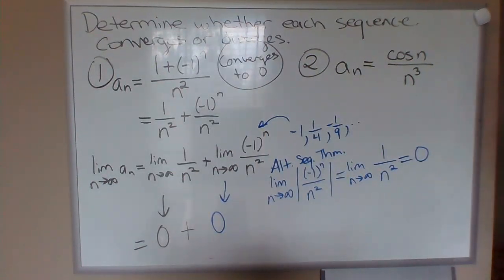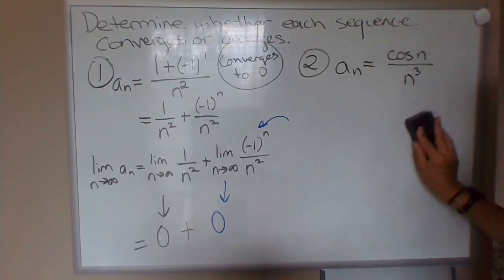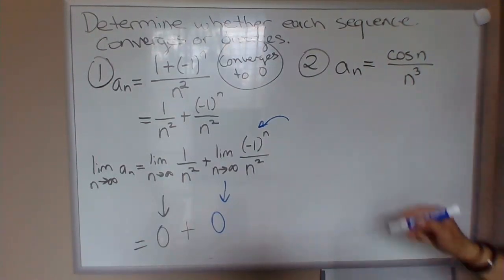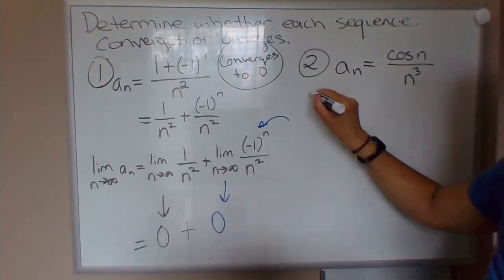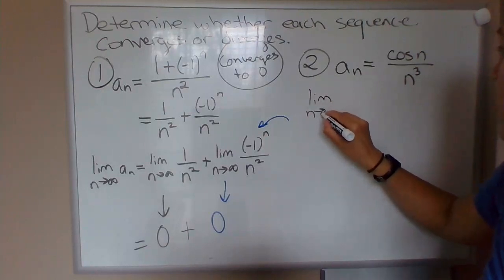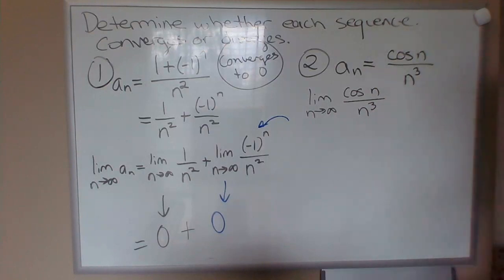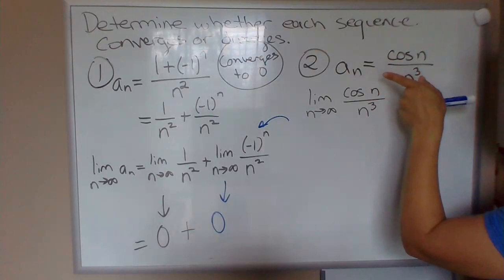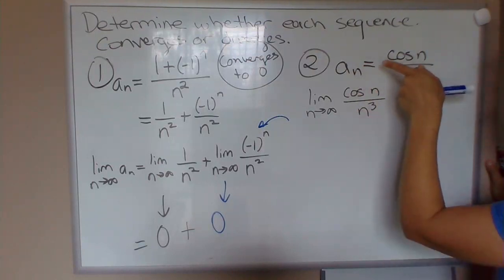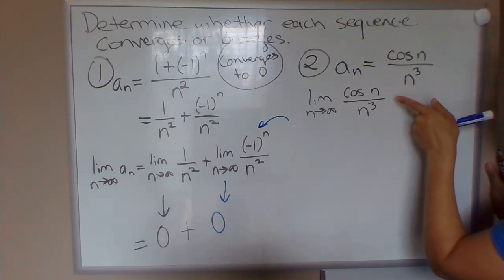Okay, so example 2 over here: cosine of n over n cubed. If we try to take the limit as n approaches infinity of cosine of n over n cubed, keep in mind, cosine of n oscillates. Picture the graph of y equals cosine x, that wave. Something between negative 1 and 1, but it's oscillating back and forth.